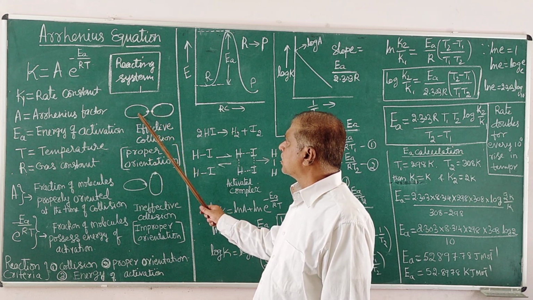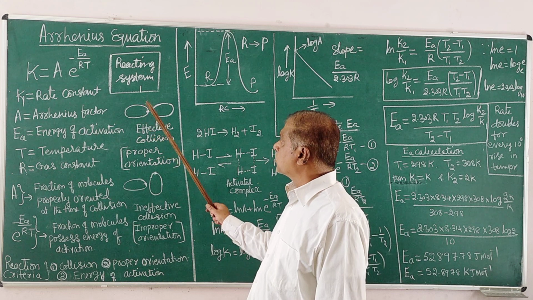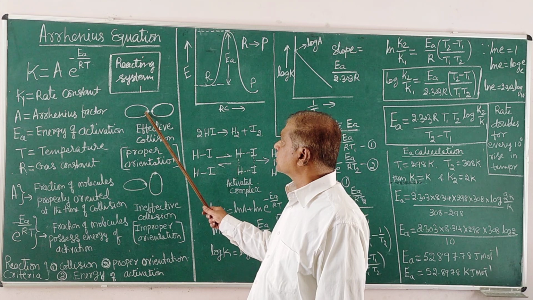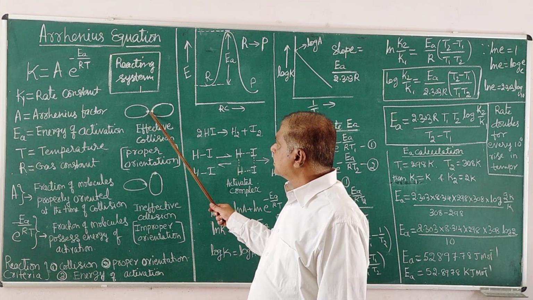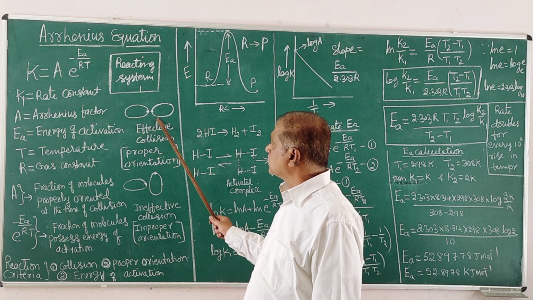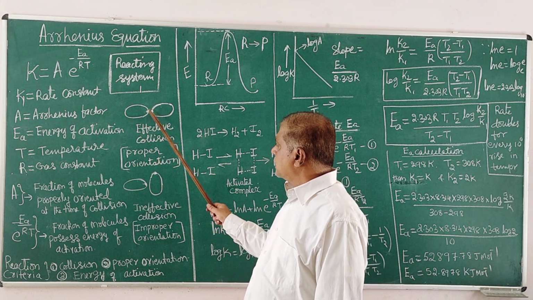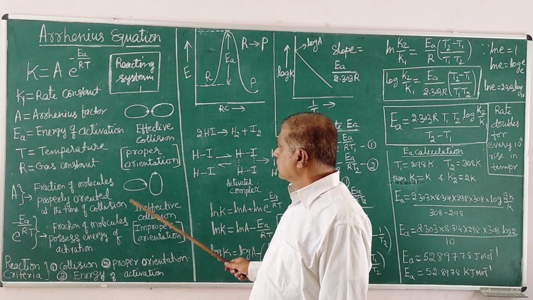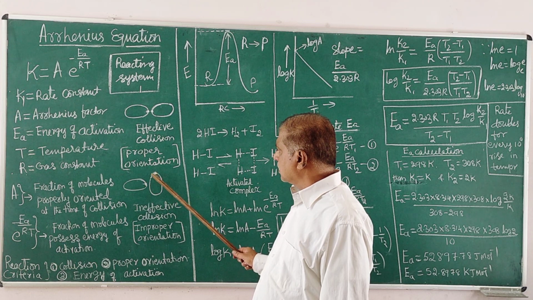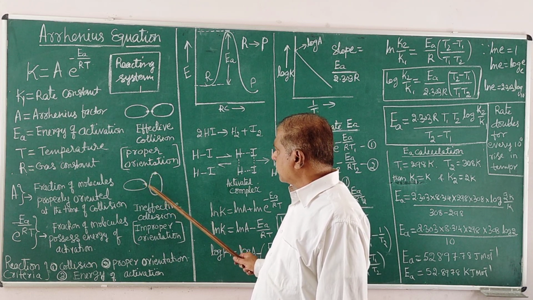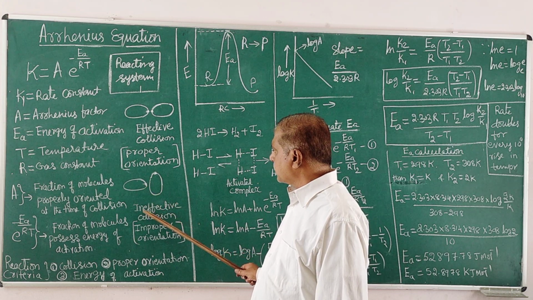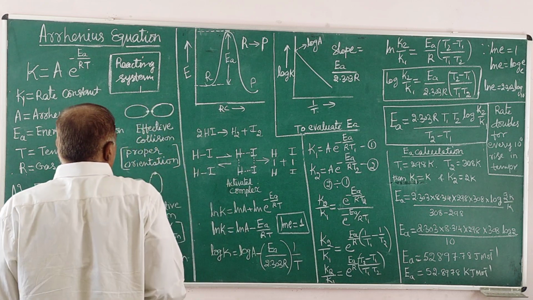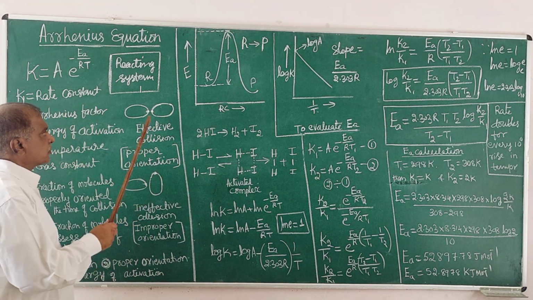At the time of the molecules approaching each other, the site of reaction of this molecule and the site of reaction of that molecule should face each other at the time of collision. If the sites of reaction are far from each other when they collide like this, it is an ineffective collision and the reaction is not possible. That is improper orientation.